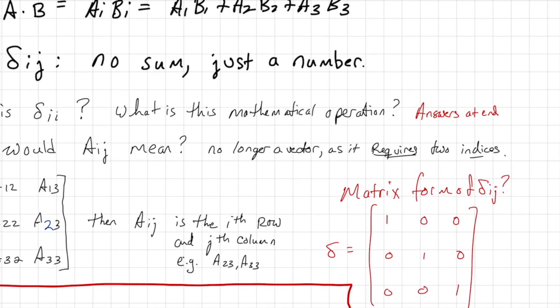Okay. So, what is the matrix form then of delta_ij? Well, remember, we only get 1 when i equals j. And that's going to happen here on these right there. It doesn't happen in the off diagonals, those are all 0. So the matrix form of delta really is just the identity.